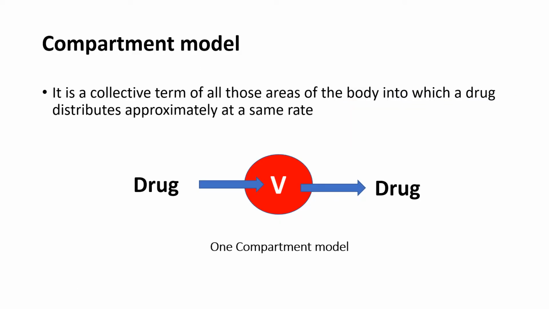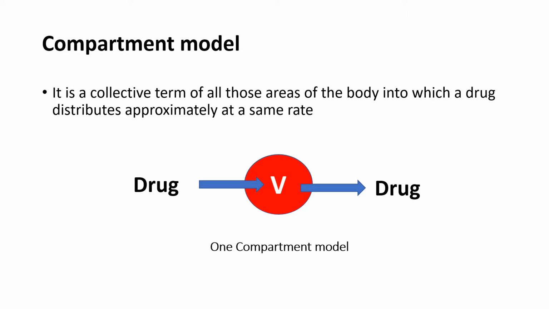So in this session, we'll discuss the distribution of drugs across the body post-administration. For that, you have to know about compartment models. There are mainly two compartment models. More than two is also there. This is one compartment model, two compartment model that we'll learn in this session. And what is a compartment model? It is a collective term for all those areas of the body into which a drug distributes at approximately the same rate.